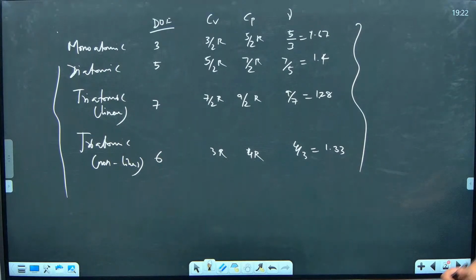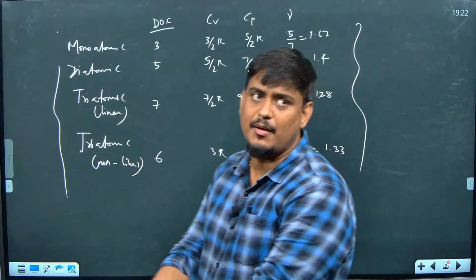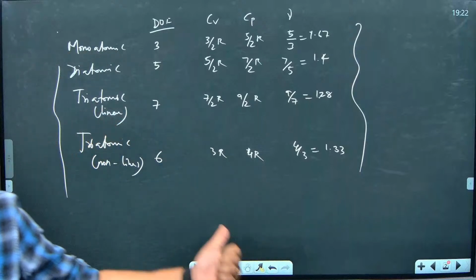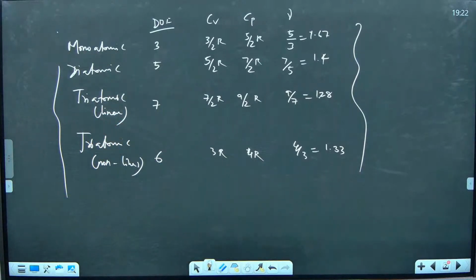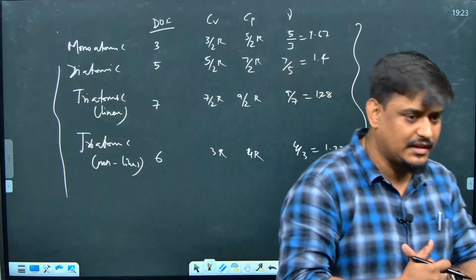So, the values of Cp, Cv, gamma and degree of freedom I have written on the board. This chart should be in your head, remember that. Today we are going to do the 3 remaining topics from this chapter.